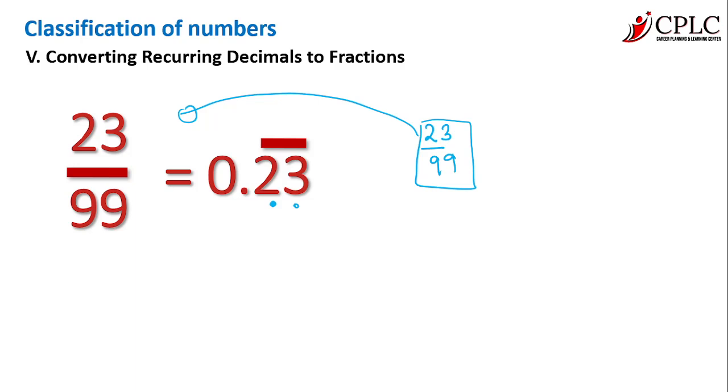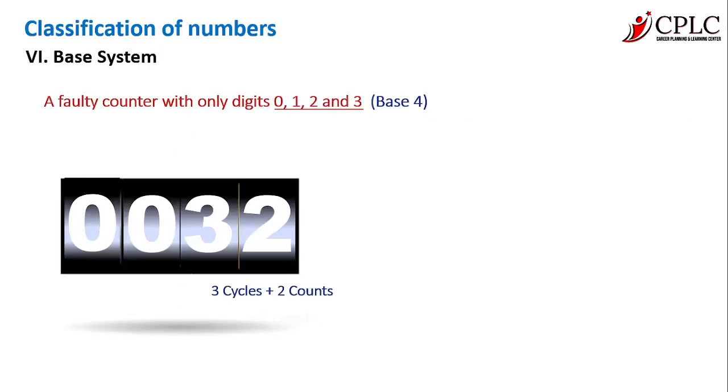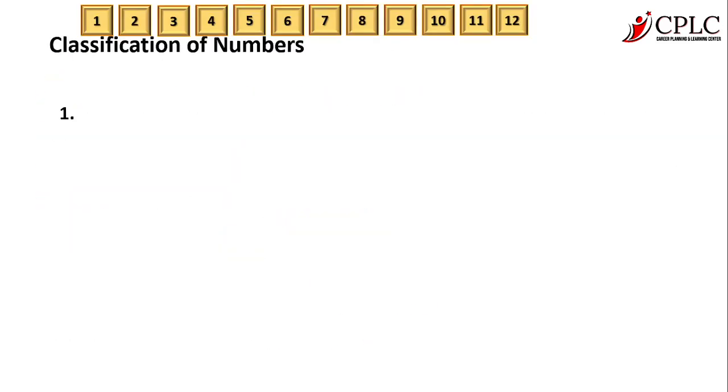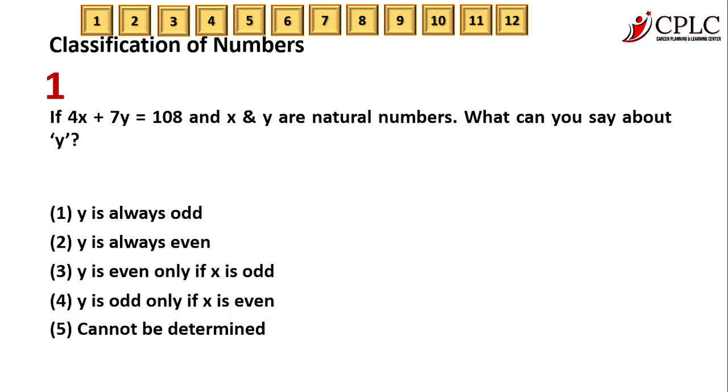So these are the concepts, folks. And now, based on this, we'll do some 7-8 questions so that you understand how this whole process of solving all these questions happens. So let's start with the first one. This is the first question, which says 4x plus 7y is equal to 108, and x and y are natural numbers. What can you say about the value of y?